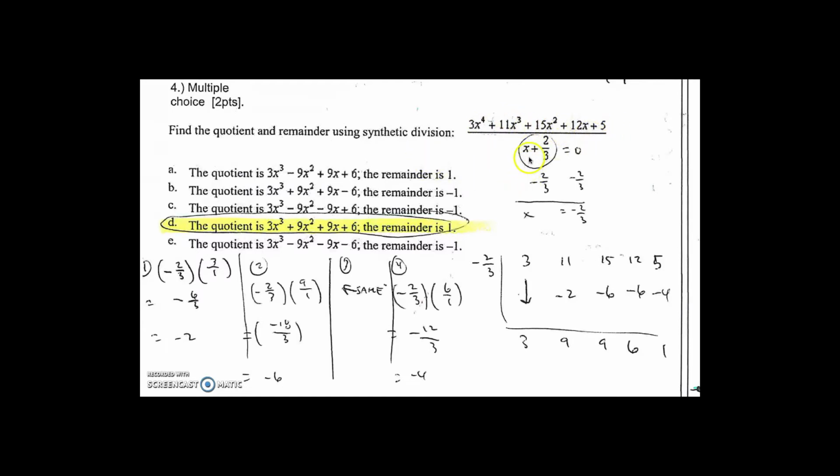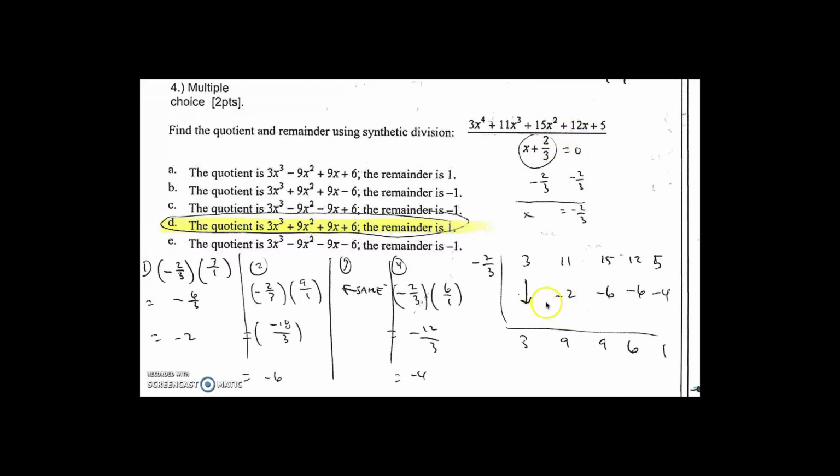Now this one's divided by x plus 2/3. So if you set that equal to 0, you subtract 2/3. I have x equals -2/3. And so when you do synthetic division, you're going to take that x equals value here, and then I'm going to write my coefficients. So my coefficients are 3 there, 11, 15, 12, and 5.